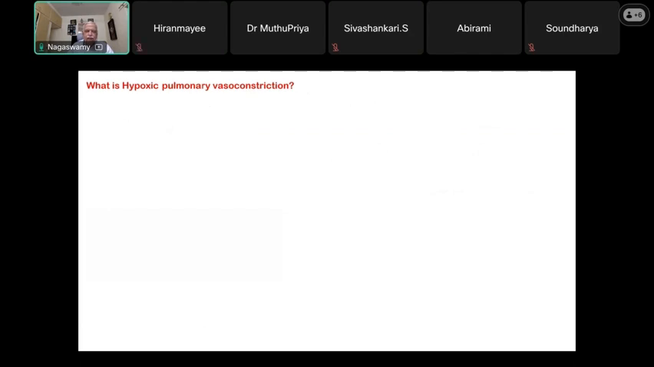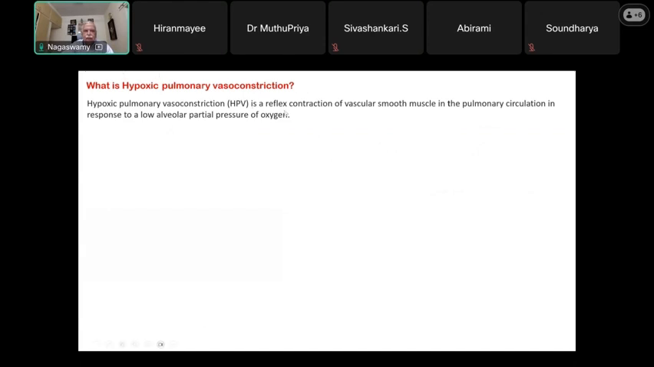So what happens? The capillaries immediately go into constriction and prevent blood from flowing there, so that it can be diverted to other alveoli which are well ventilated. So this is a protective phenomenon to prevent venous admixture. It's hypoxic pulmonary vasoconstriction, the reflex contraction of vascular smooth muscles in response to low alveolar partial pressure, not arterial. It is the alveoli which have a decreased partial pressure of oxygen. So it's an important mechanism for matching the regional perfusion and ventilation in the lung.